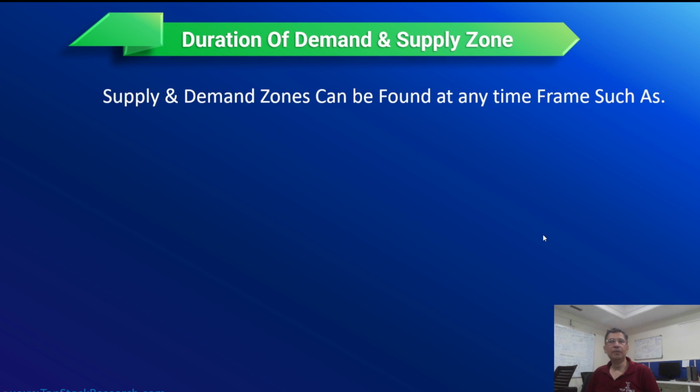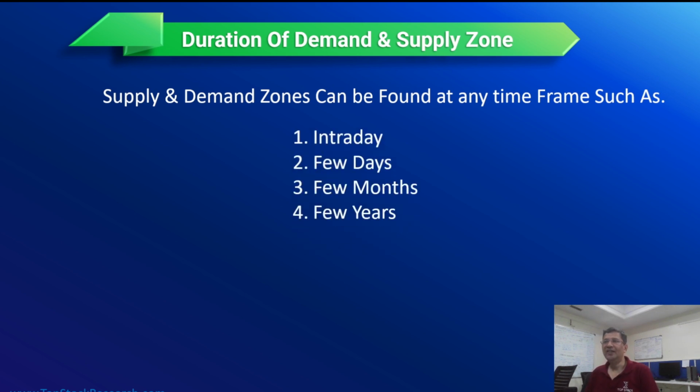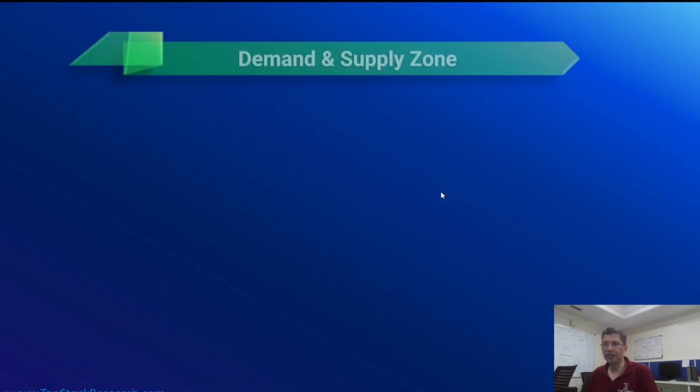So a supply and demand zone can be found in any time frame. It can be at a minute level or minutes level, or it can be days level, hours level, weeks, months, or even years level, right? So you can have various different levels where you can do it. This particular concept is not limited to a particular style of trading. It is applicable to all styles of trading, as I mentioned: intraday, few days, few hours, months, years. You can use this concept.